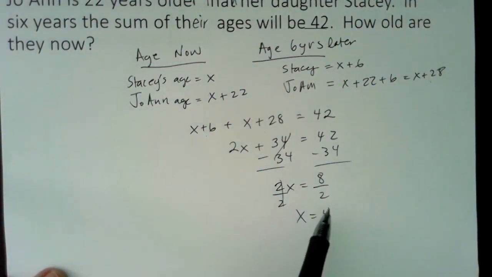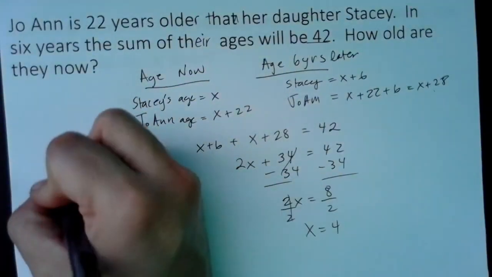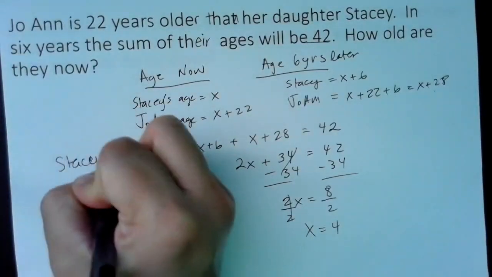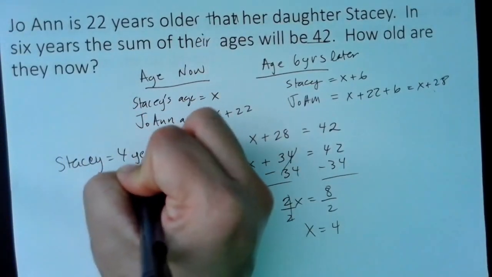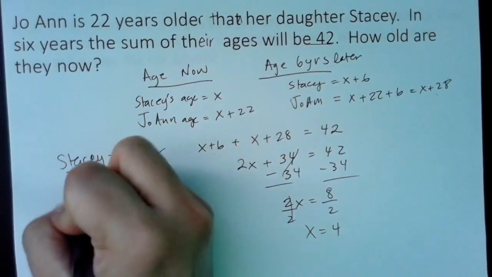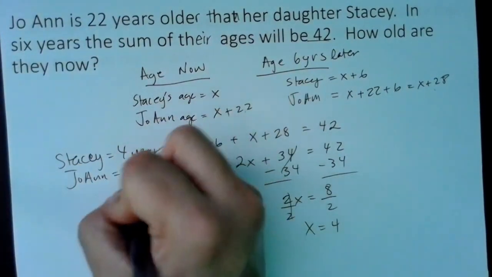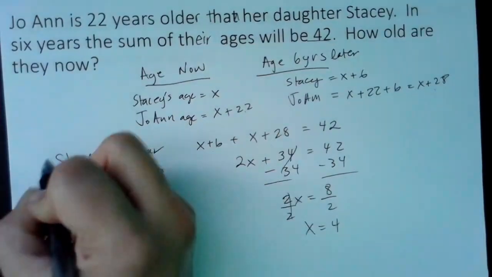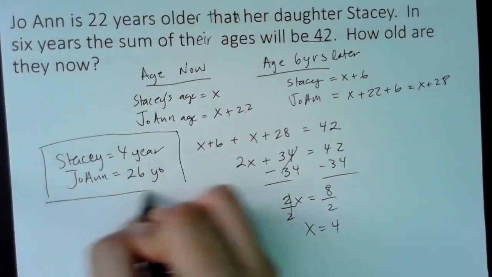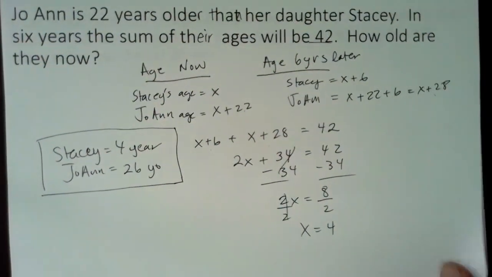So right now Stacy is 4 years old, and then Joanne is going to be 22 years older than that, right? So 4 plus 22, so 26 years old. All right.